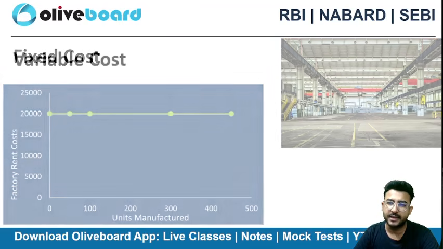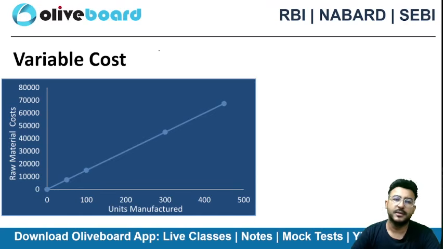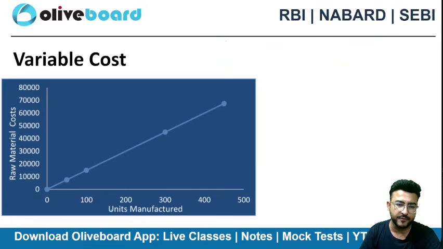But if I say that something is variable, that means if the level of activity goes up, the cost will also go up. Sir, what do you mean by level of activity? Units manufactured is the level of activity. If I produce 0 units, the cost will also be 0. If I produce 100 units, the cost will accordingly be for 100 units. 200 units, the cost will be higher. 300 units, higher. 400 units, higher. The more I produce, the higher the variable cost.